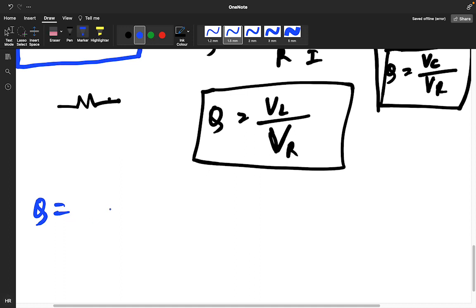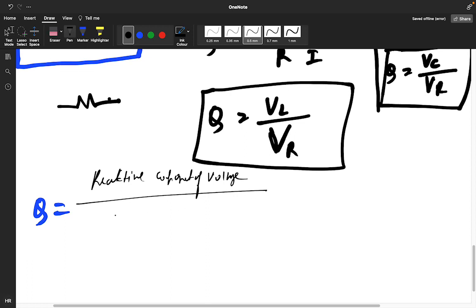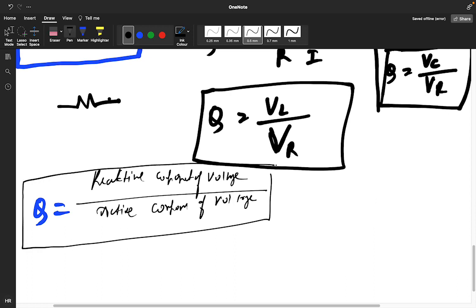So from this we can write the quality factor in a simple form: the ratio of the reactive component of voltage to the active component of voltage. Active means the resistive component of voltage. Prasanna, understood this point? Yes, sir. Okay.